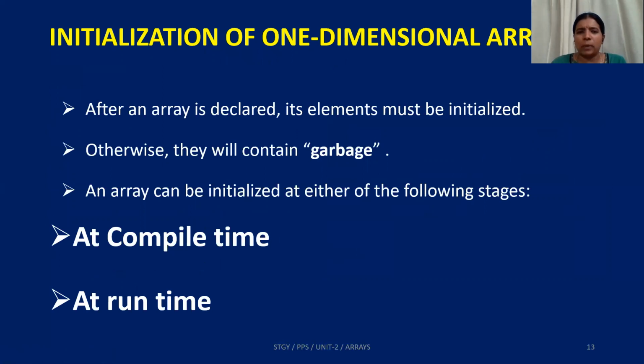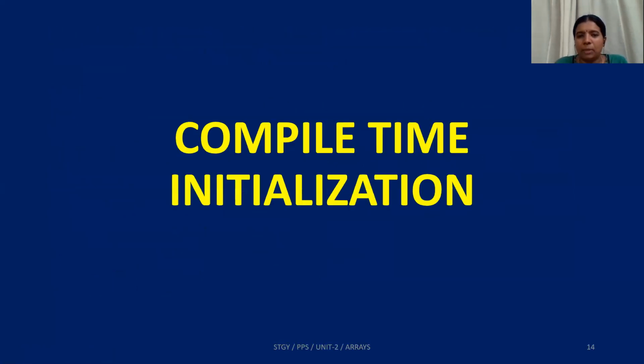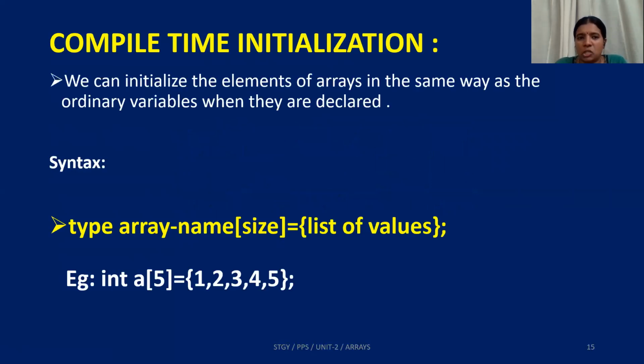How do you initialize a one-dimensional array? A one-dimensional array can be initialized in two ways. One is at compile time and the other is at runtime. So we'll take a look at compile time initialization. The process of initializing or assigning values to an array during program compilation, or statically during declaration, is known as compile time initialization of an array.